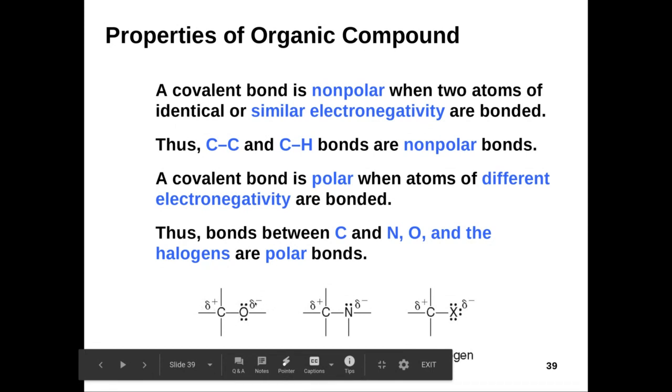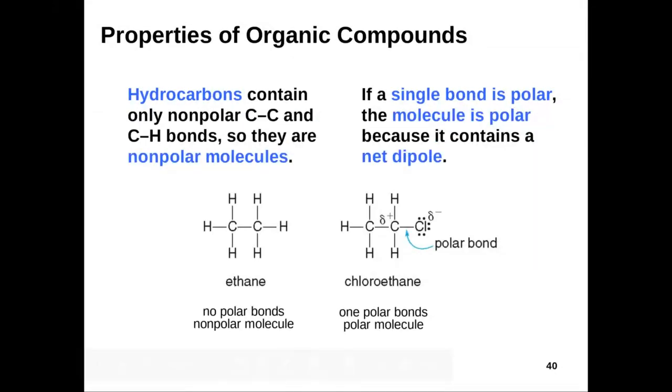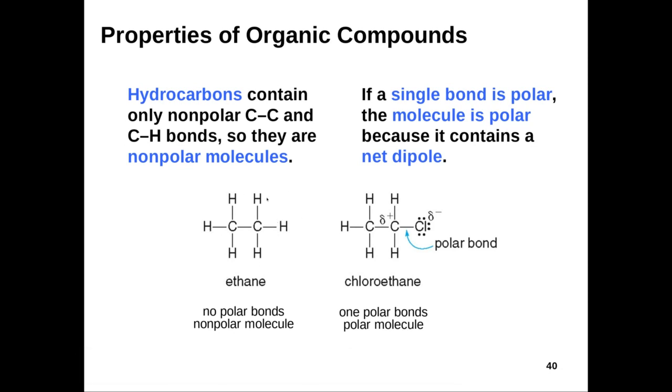So remember, we denote partial positive and partial negative charge with the Greek letter delta. This little weird S symbol, that's delta. And this is just to show you examples of organic compounds with polar and non-polar bonds. So we have ethane here. Ethane only has CC and CH bonds. Remember, these are always non-polar, thus there are no polar bonds present.